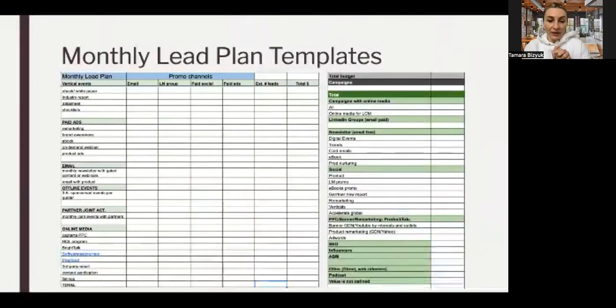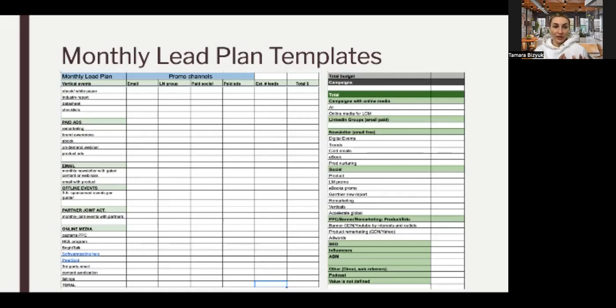So here are the examples, like templates. You can see a template of the lead plan. On the left side, you have the campaign activities. On the right side, you can put whatever you want, or just the number of leads, the total cost, and then the CPL. Or you can also add a column with the promotion channels, or how much money you are planning to allocate to the specific activity for this specific channel.